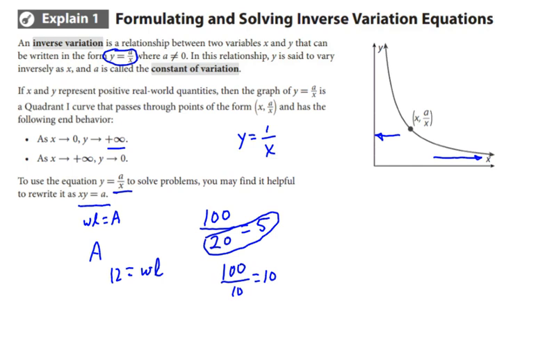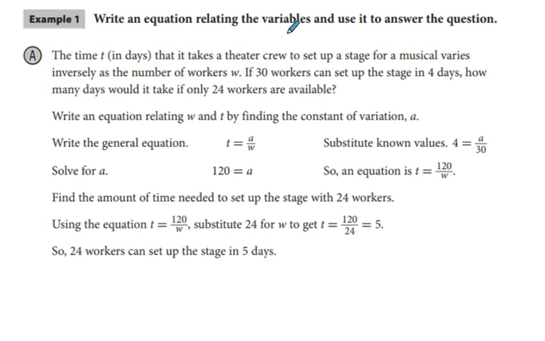Okay, let's go ahead to this one. We write an equation relating the variables and use it to answer the question. The time, t in days, it takes a theater crew to set up a stage for a musical varies inversely as the number of workers, W. If 30 workers set up the stage in 4 days, how many days would it take if only 24 workers were available?